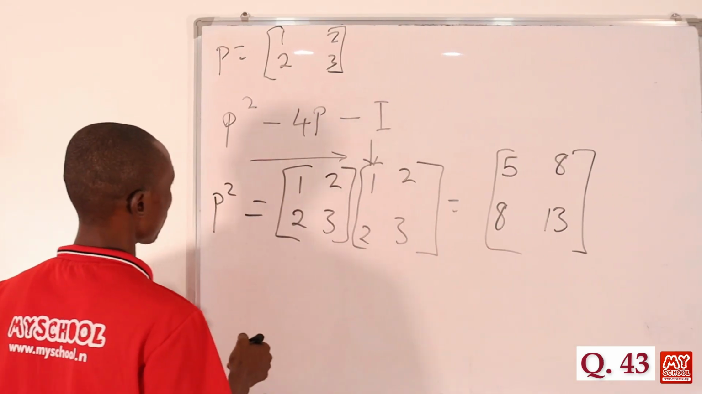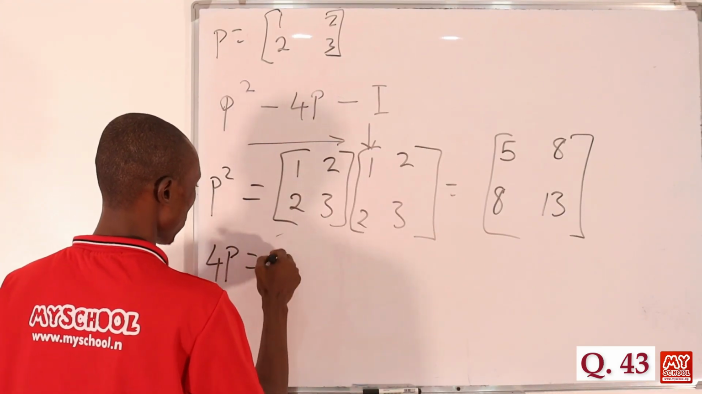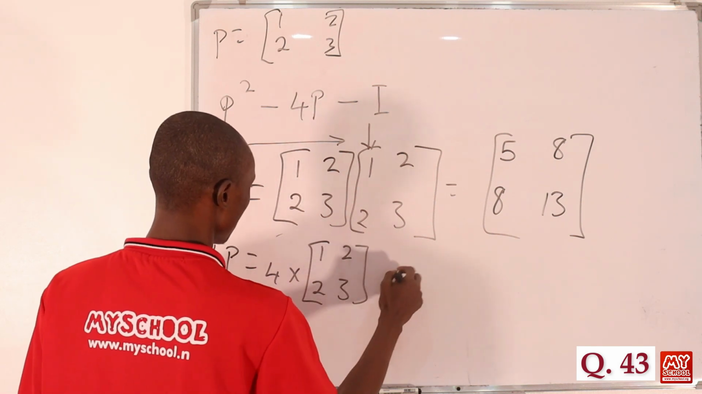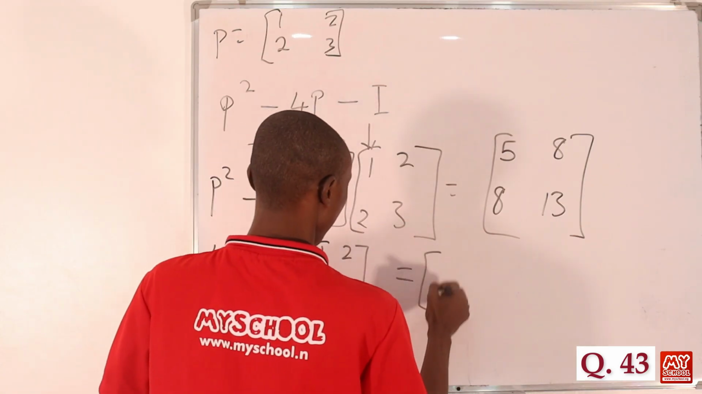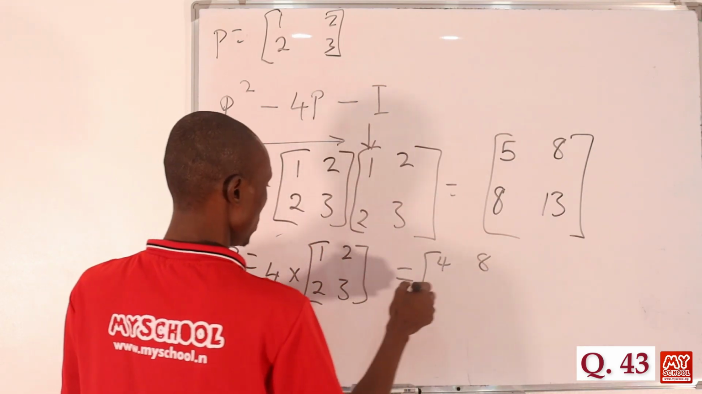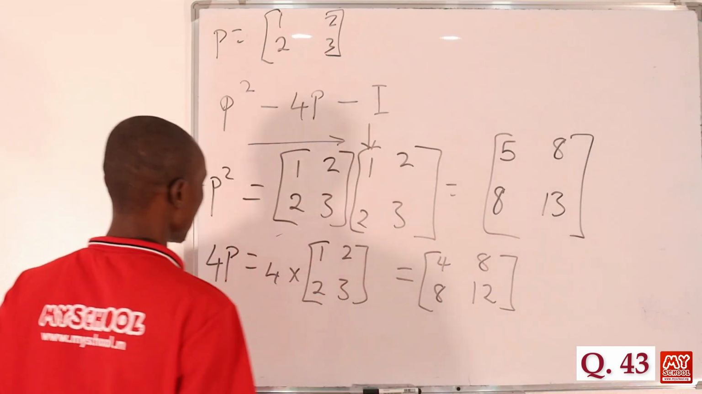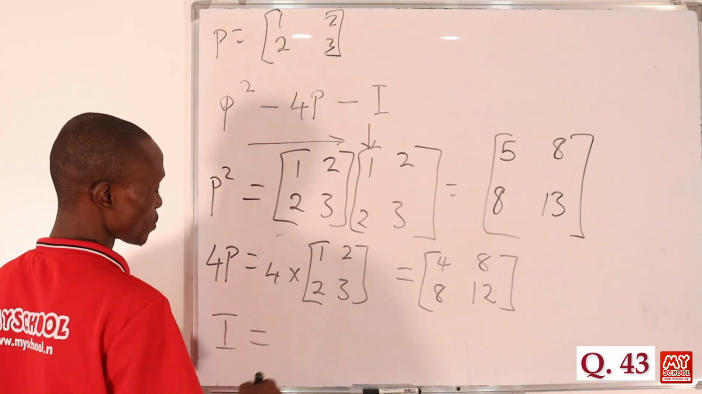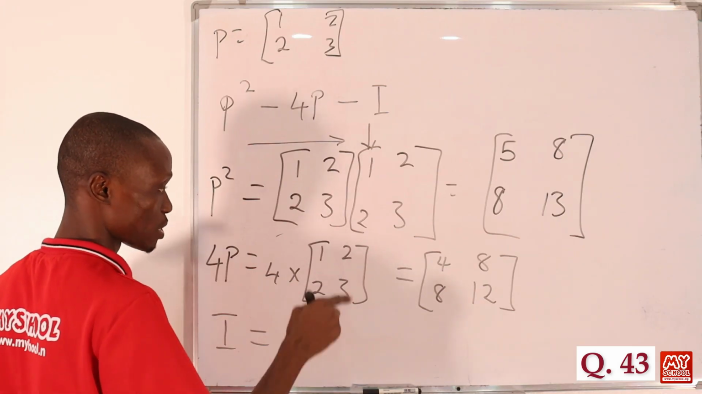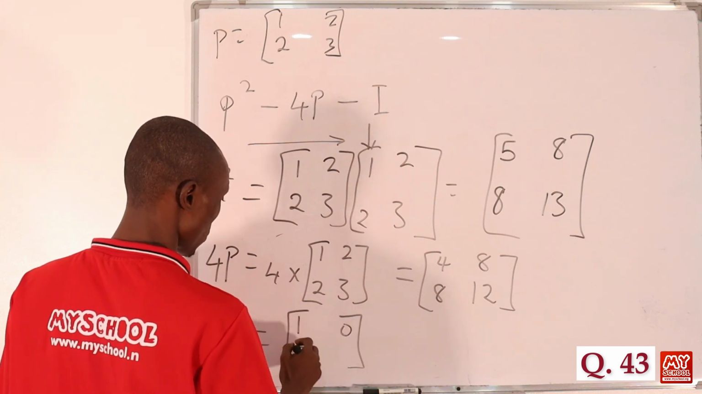Now let's get the value of 4P, okay, which is a scalar multiplication. So for 4P, we'll be having 4 times 1, 2, 2, and 3, right? So this will be equal to 4 times 1 is 4, okay? Then 4 times 2 is 8, okay? Then 4 times 2 again is 8, and 4 times 3 is 12. Now remember that for an identity element, the elements of the leading diagonal are 1, while the elements of the minor diagonal are 0. So for your identity element, we have 1, 0, and 0, 1.